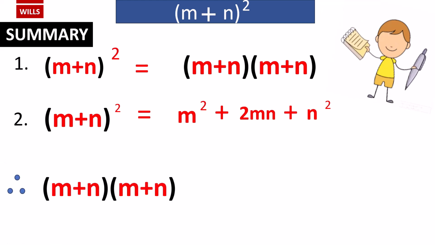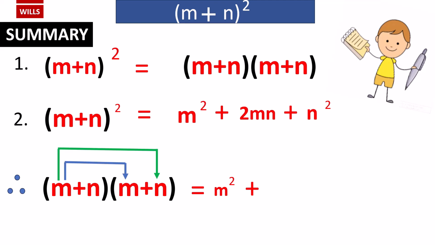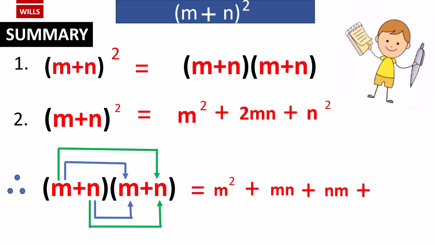Therefore, when we have m plus n times m plus n, it is equal to the multiplication of the first terms of the two binomials, which is m squared, plus m times n, which is the multiplication of the first term of the first binomial and the second term of the second binomial, which is mn, plus nm, which is the multiplication of the second term of the first binomial and the first term of the second binomial, plus the multiplication of the second term of the first binomial and the second term of the second binomial, which will give us n squared.